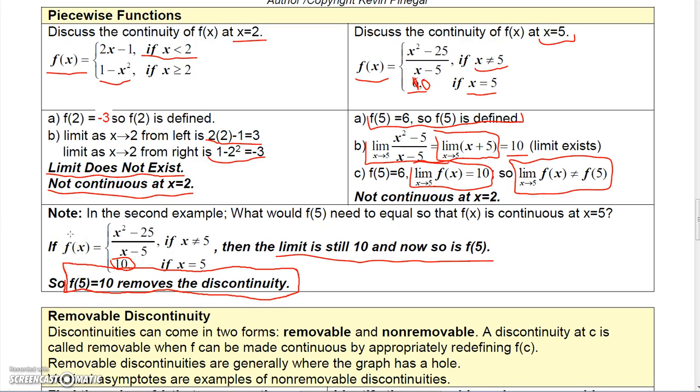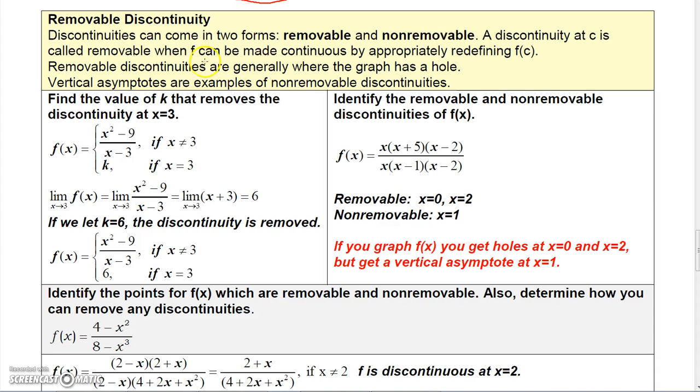So with some functions you can remove the discontinuity and others you can't. Okay, discontinuity, as I just said, comes in two forms, removable and non-removable. A discontinuity at c is called removable when f can be made continuous by appropriately redefining f of c. So let's take a look down here. If we make this number here the appropriate value, we actually can force this piecewise function to be continuous at 3.